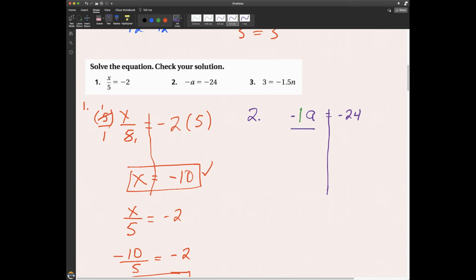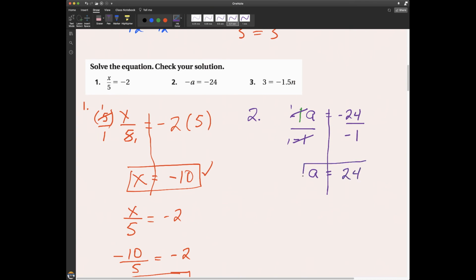Well, we have to divide both sides by -1. Divide this side by -1. The -1's cancel, they go away, and I'm just left with a all by itself on this side. And -24 divided by -1 is 24.